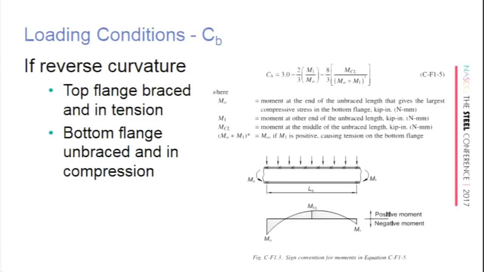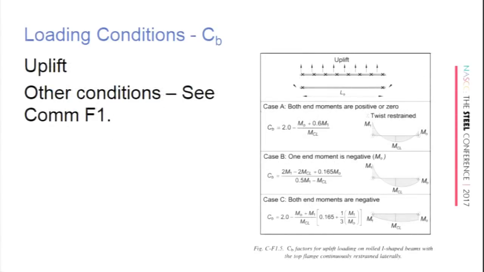And what we don't want to do is say, oh, there's my unbraced length, right here, right? We want to make sure that we get our unbraced length all the way out to the points of the bracing, okay? And then we can use this and get a more accurate value of C sub B for this particular moment diagram. Another common case that you may see is uplift.